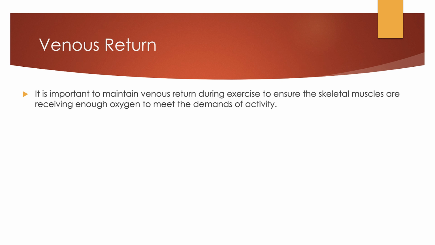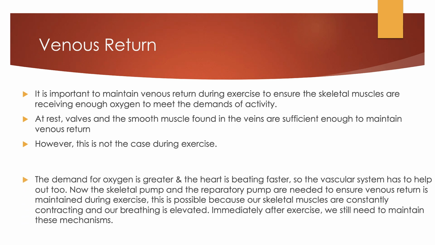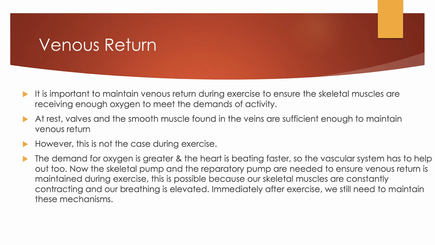It's important to maintain venous return during exercise to ensure the skeletal muscles are receiving enough oxygen to meet the demands of the activity. At rest, valves and smooth muscles found in the veins are sufficient to maintain the venous return. However, this is not the case during exercise. The demand for oxygen is greater and the heart is beating faster, so the vascular system has to help out too. Now the skeletal pump and the respiratory pump are needed to ensure that venous return is maintained during exercise.